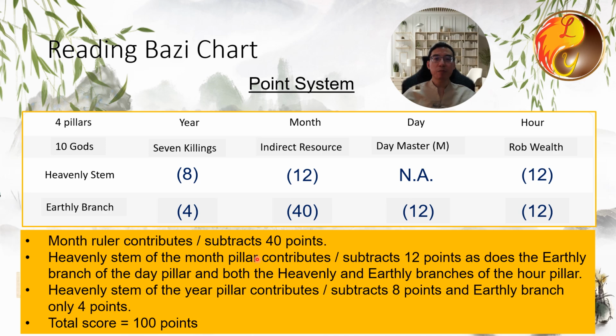Now let's take a look at this point system chart. The heavenly stem of the month pillar contributes 12 points, as does the earthly branch of the day pillar. And both the heavenly stem and the earthly branch of the hour pillar, because they are closer to the day master, thus have higher energy influence. The year pillar's characters have less influence, with the heavenly stem contributing 8 points and the earthly branch only 4 points, due to their distance from the day master. The total score adds up to 100 points.